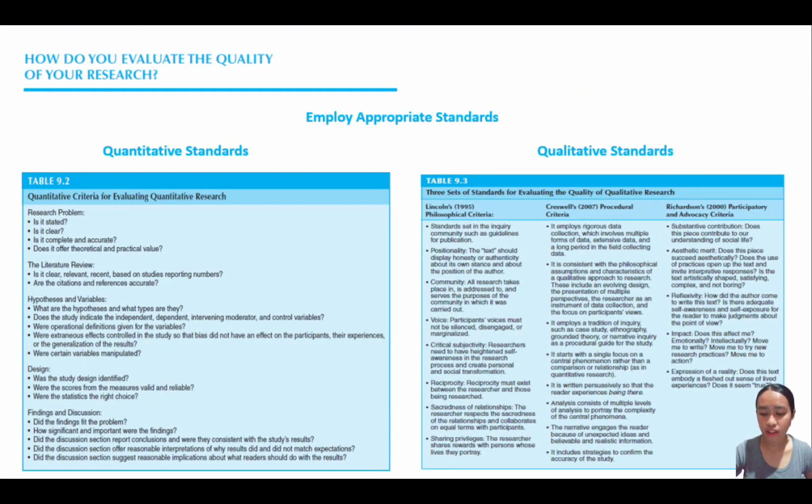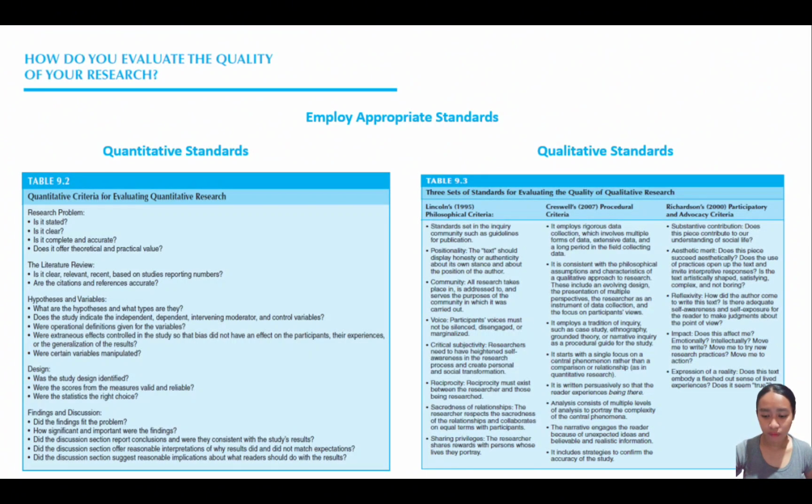The next one is the literature review. So, is the literature review clear and well organized? Does it focus on recent studies that report numerical data? Are the citations and references accurate and reliable, providing credibility to the review?